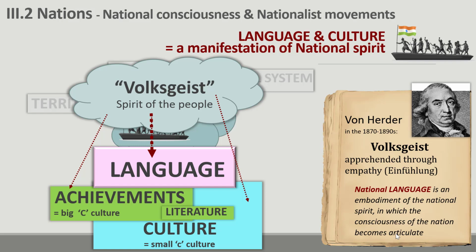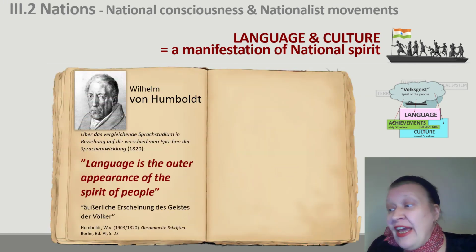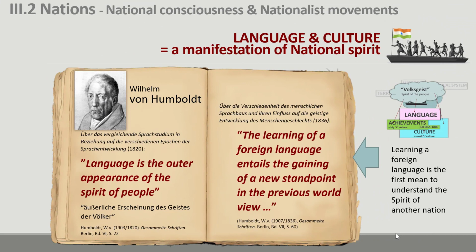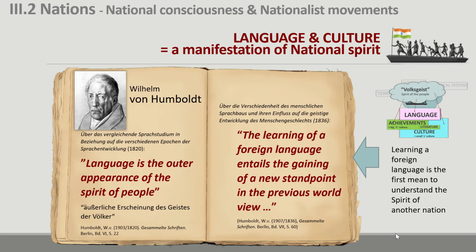According to Herder, the most characteristic embodiment of the national spirit is the national language, in which the nation's consciousness becomes articulate. Another famous German politician, diplomat, and linguist of that time, Wilhelm von Humboldt, states in the same way that language is the outer appearance of the spirit of people. According to Humboldt, learning a foreign language is the first way to understand the spirit of another nation. Learning a foreign language entails gaining a new standpoint in the previous world view.